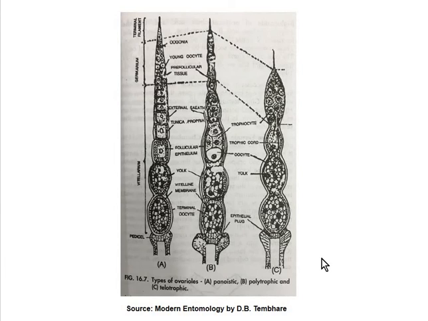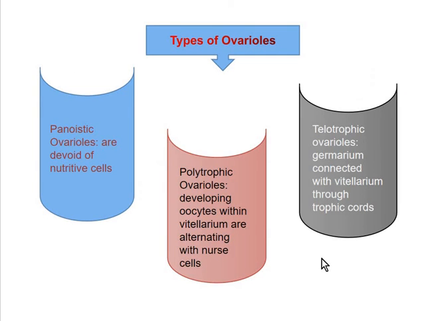Now we are focusing on the types of ovariole. Here you can see the types of ovariole. The ovarioles can be distinguished into two principal categories: the panoistic, containing no nutritive cells or trophocytes, and the meroistic, containing the trophocytes.